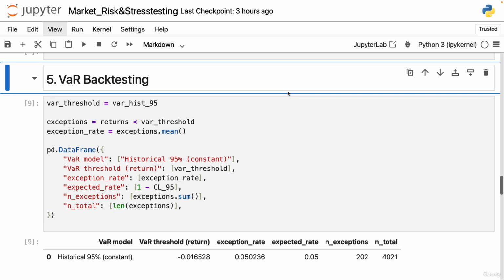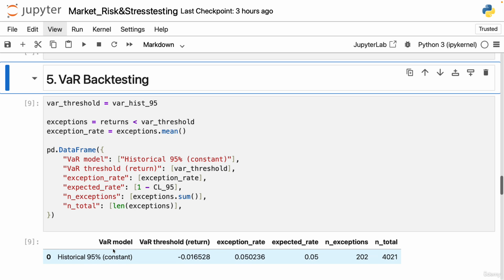Once we fix a VaR threshold, we look at realized daily returns and just count how often actual losses exceed that threshold. Each time the realized return falls below the VaR level, we record what is called an exception. Let's walk through the backtesting table column by column.